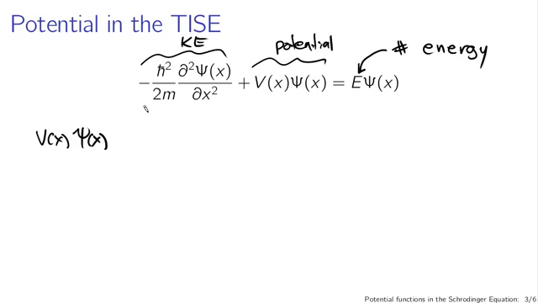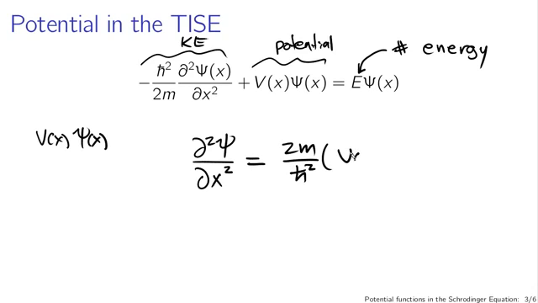And in order to do that, I'm going to multiply through by this h bar squared over 2m and rearrange terms a little bit. What you get when you do that is the second derivative of psi with respect to x being equal to 2m over h bar squared times (V of x minus E) psi. So this quantity here relates the second derivative of psi to psi itself.